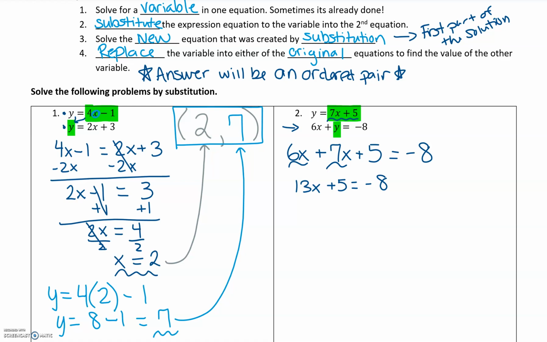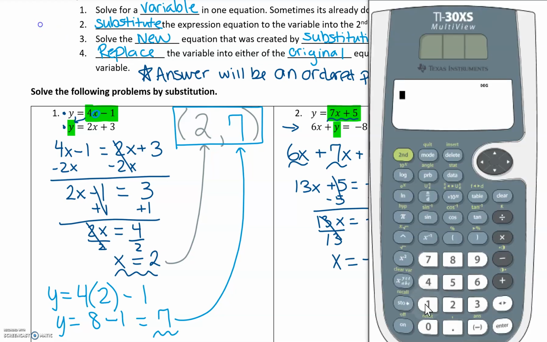The next thing we move is this positive 5, so we subtract 5 on both sides. So 13x equals -13, because -8 minus 5 is -13. To get the x alone, we divide by 13, and x is going to be -1. Okay, if you need to use your calculator to know -13 divided by 13 is a -1, then please make sure that you do that.